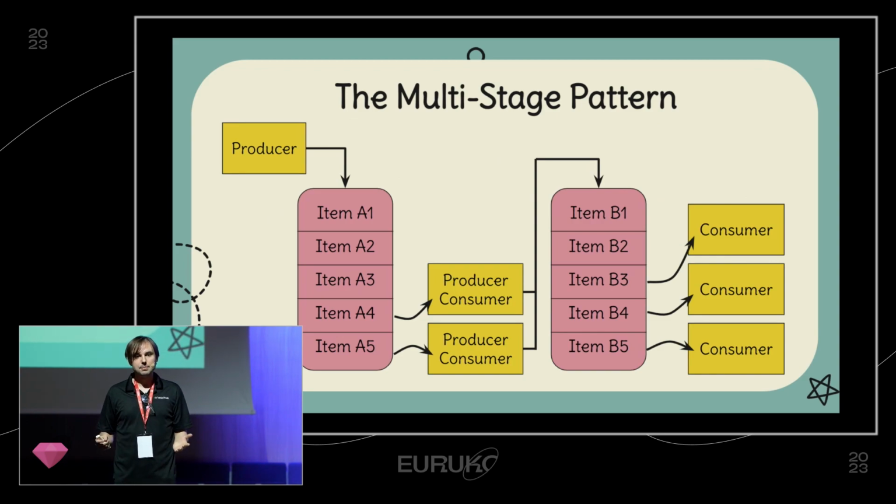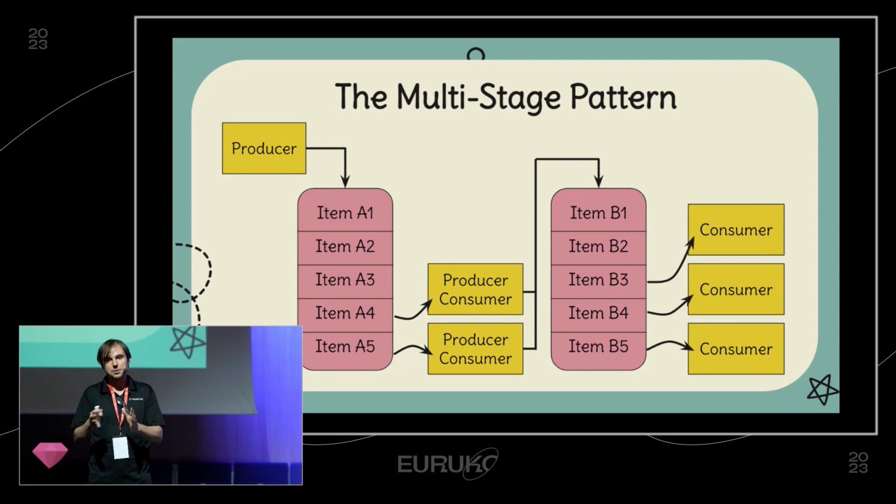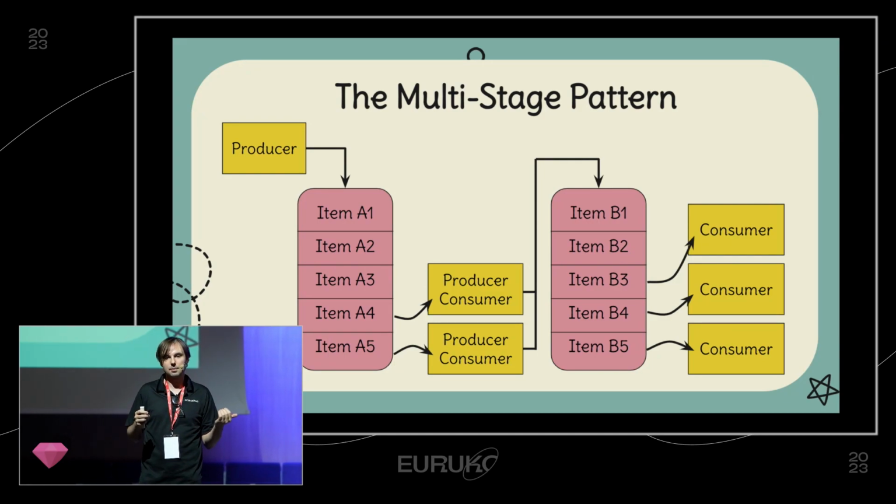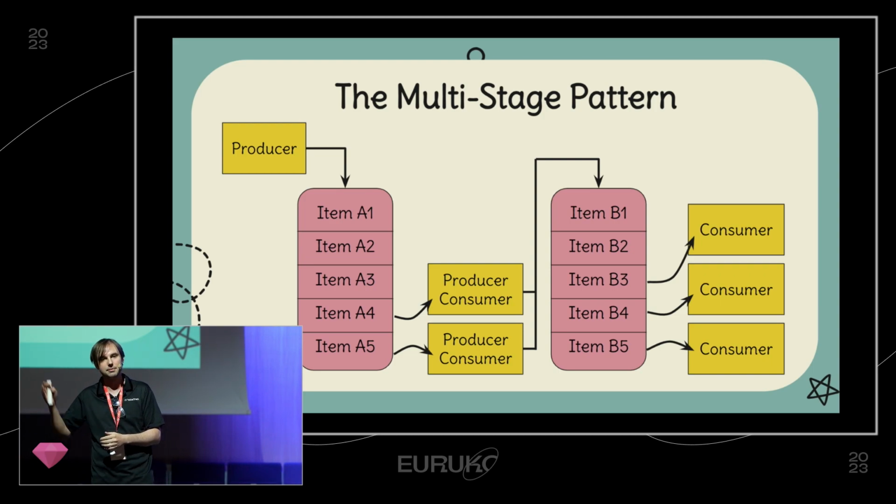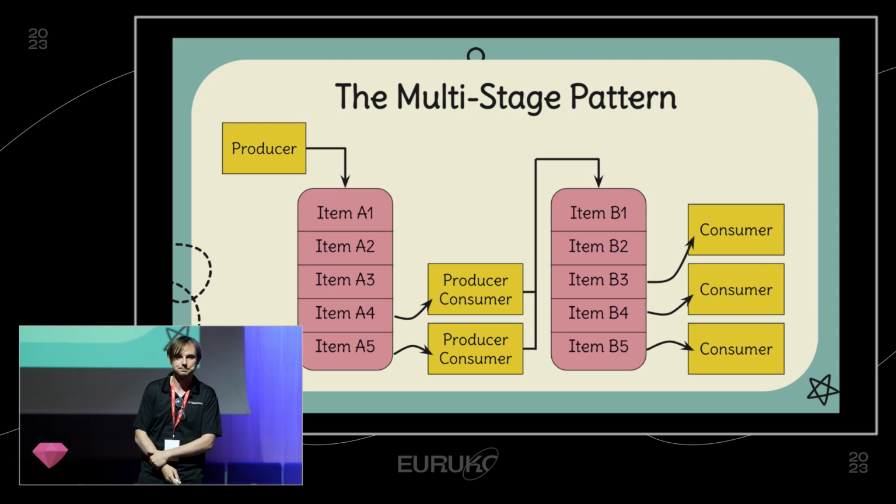So what I can do is actually make multiple queues. I can have one producer inserting into my first queue, and then I can have these intermediate objects, producer-consumers, which are pulling from the first queue and putting them in the second queue, and then finally consume the second queue.